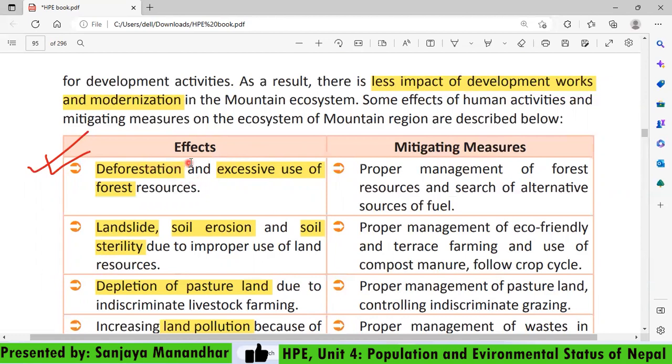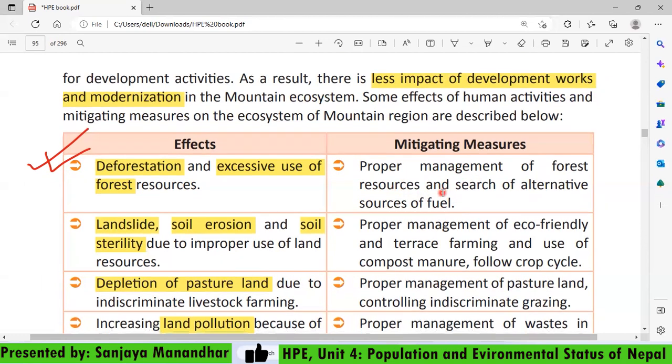So look here, first effect is deforestation. Because of human activities, there is deforestation and there is excessive use of forest resource. So how can we mitigate that? We can have the proper management of forest resource and find alternative sources of fuel. You can also give other ideas here.